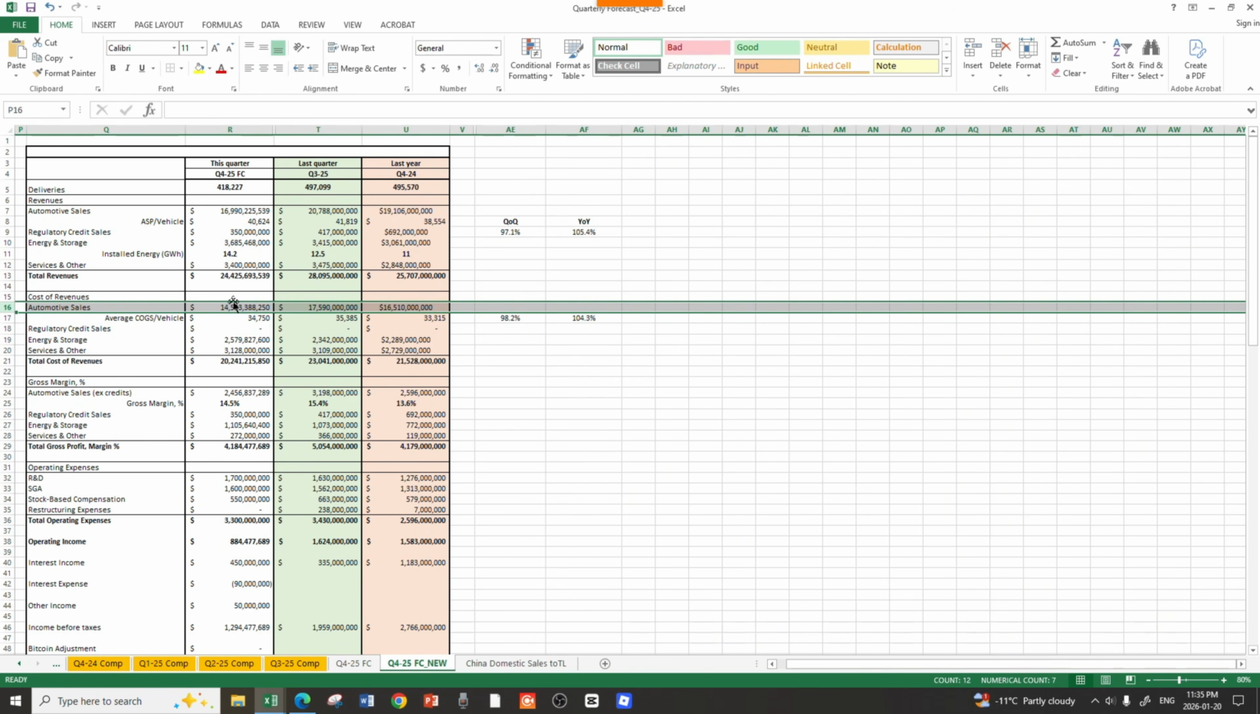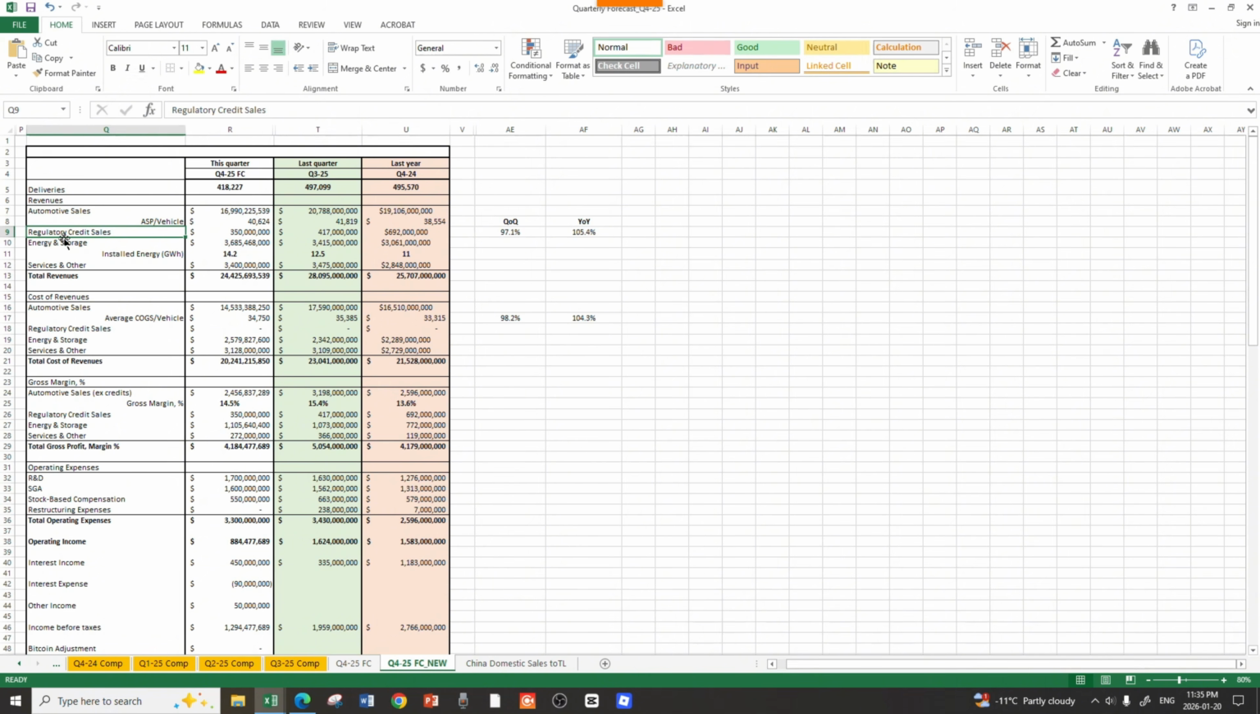The two biggest numbers, in both the revenue bucket and the cost bucket, are these two. That's why I like to start with these two, and then I'll go into the other buckets later: regulatory credit, energy services, etc. But automotive cost of sales, we see right away that the number is lower than Q3 of this year, but slightly higher than Q4 of last year.